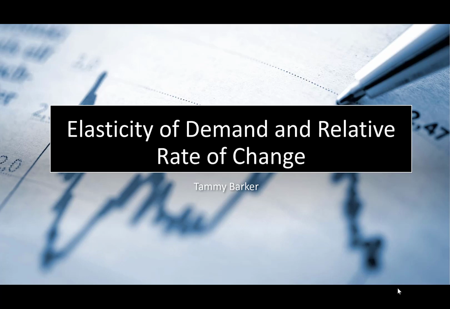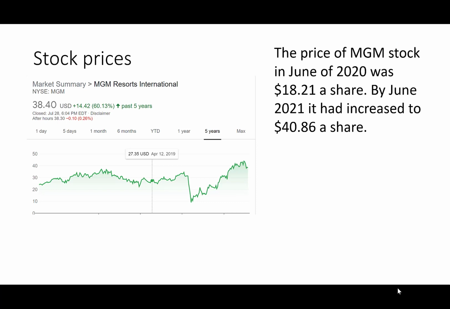Everybody, today we're going to talk about elasticity of demand and relative rate of change. To get us started, we're going to take a look at a few stock prices. The first one here is MGM Resorts International, and I pulled dates that were close together. This is about the middle of June of 2020. Shares were $18.21 a piece. By June of 2021, again in the middle of that month, the price of the share had risen to $40.86. So we saw an increase happen there.